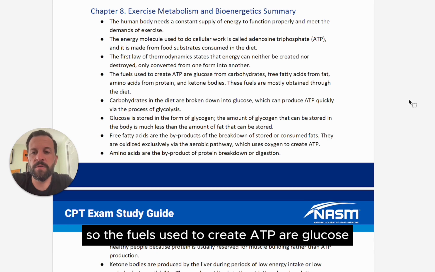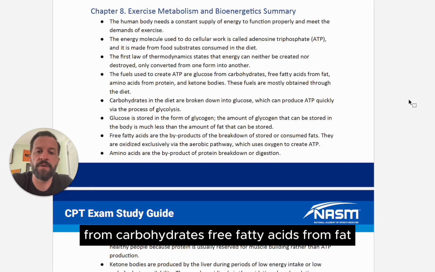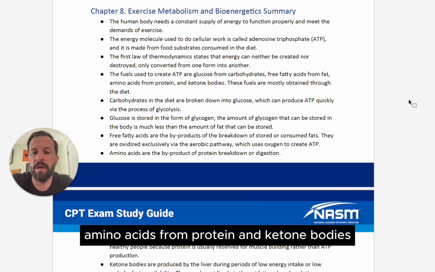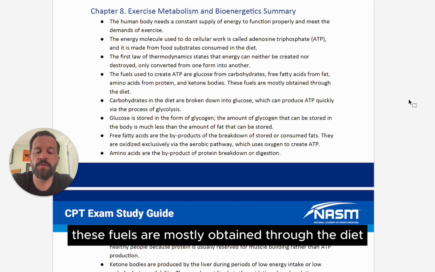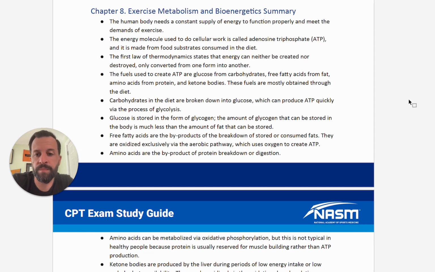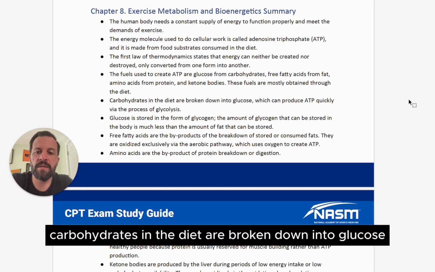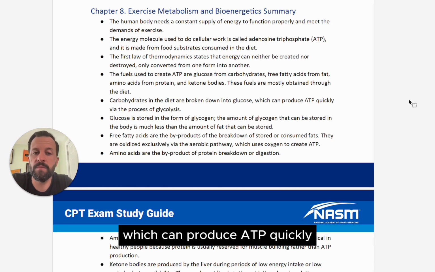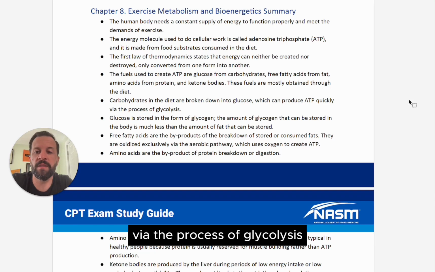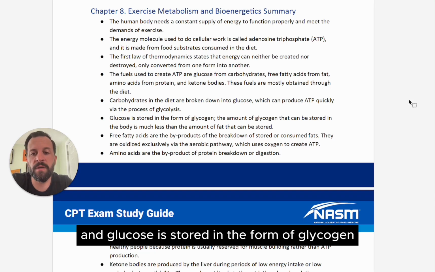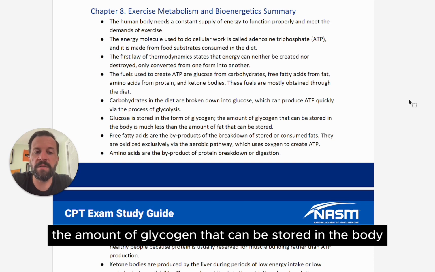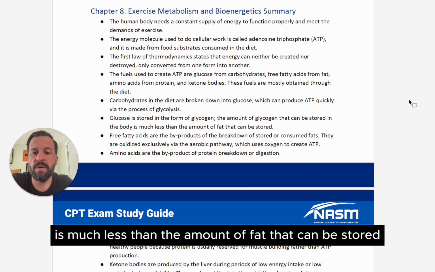So the fuels used to create ATP are glucose from carbohydrates, free fatty acids from fat, amino acids from protein, and ketone bodies. These fuels are mostly obtained through the diet. Carbohydrates in the diet are broken down into glucose, which can produce ATP quickly via the process of glycolysis. And glucose is stored in the form of glycogen. The amount of glycogen that can be stored in the body is much less than the amount of fat that can be stored.